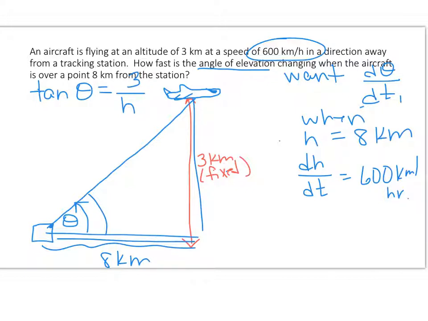Now, I don't really like having to take a derivative of 3 divided by h, but I'm going to because I prefer to do that than have to do the product rule with 2 variables. So I'm going to take my derivative. Okay, so derivative of tangent is secant squared theta times d theta dt. And over here, this is 3h to the negative 1, so my derivative is going to be negative 3h to the negative second.